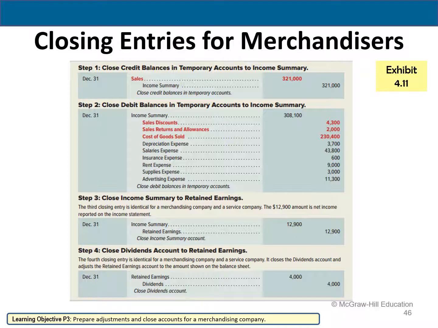So closing entries for a merchandiser. If you remember in the previous chapter, we talked about closing out your temporary accounts, which are your income statement accounts and your dividend account, to income summary, and then income summary to retained earnings. The only thing that's different here is that you've got some additional temporary accounts that would need to be closed, and that's your sales account, sales discount, returns and allowances, and cost of goods sold. Those accounts are also temporary accounts that would need to be closed in that same manner that we just talked through in Chapter 3.